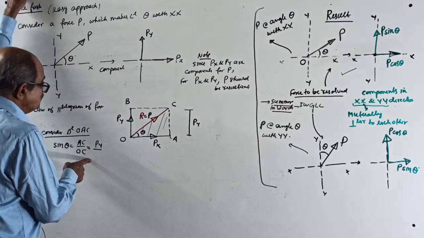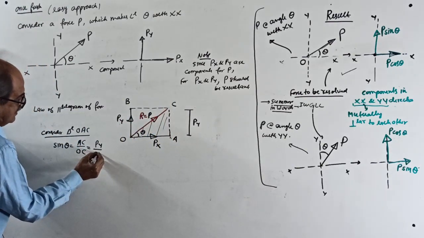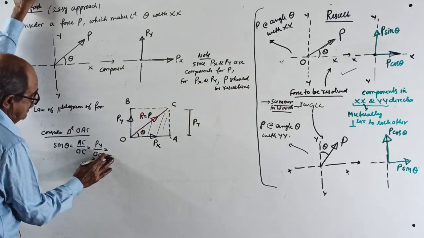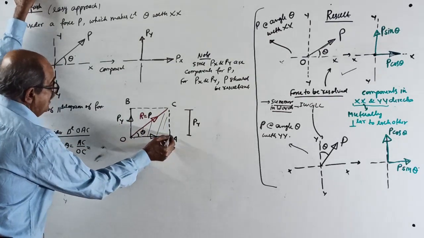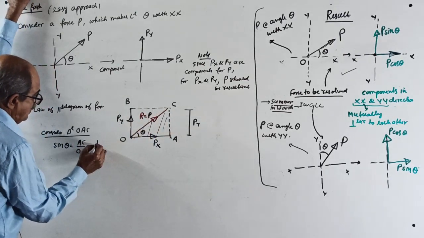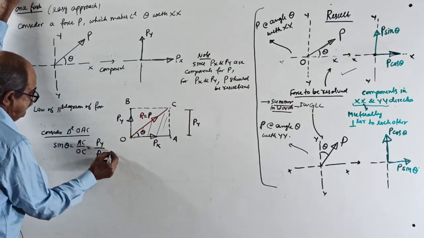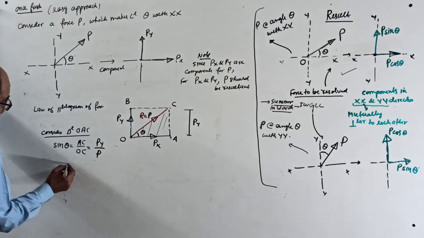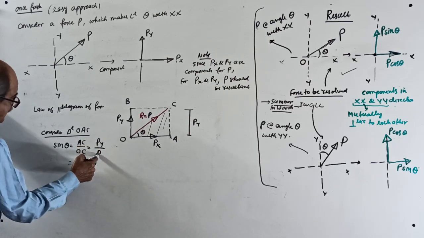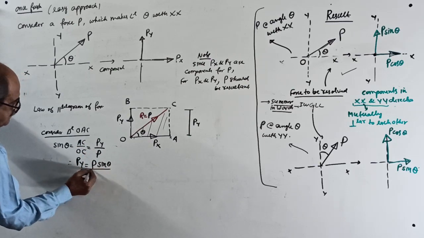But if I write that way, no use. So, sin theta equal to Py by OC. Opposite side by hypotenuse, or equal to Py by, okay, AC by OC. But you know that AC equal to Py and OC is R equal to P. Therefore, we get Py equal to P into sin theta.